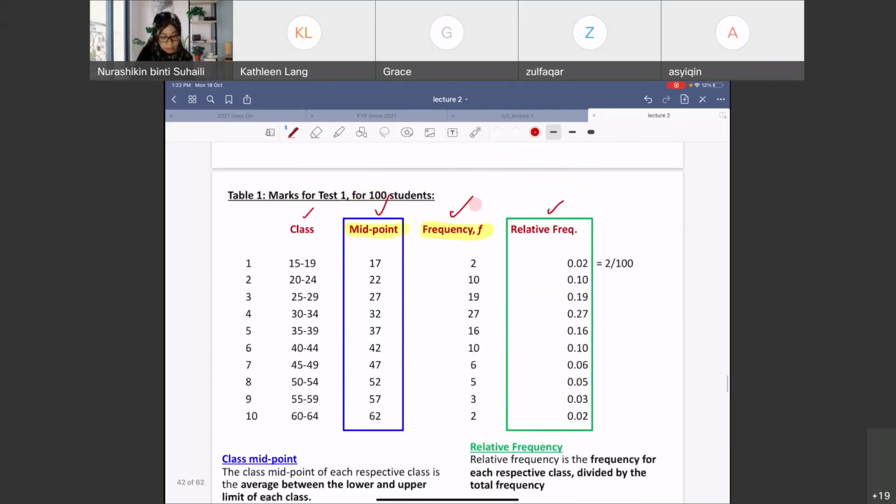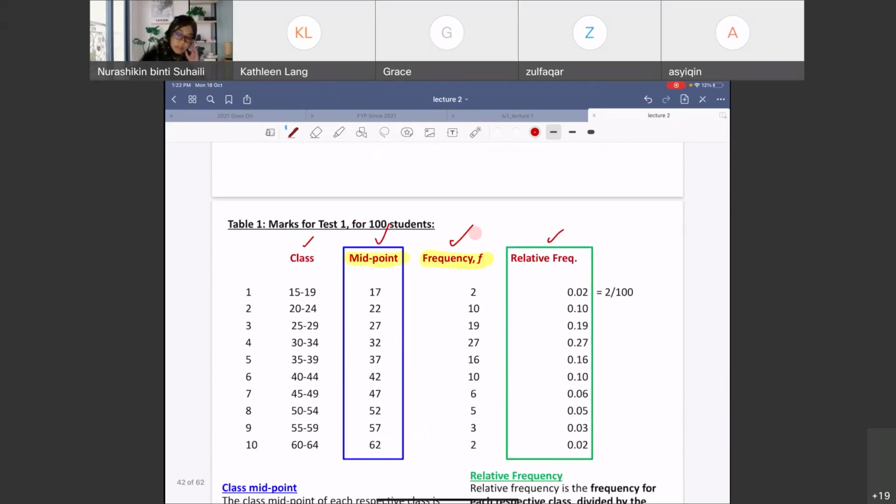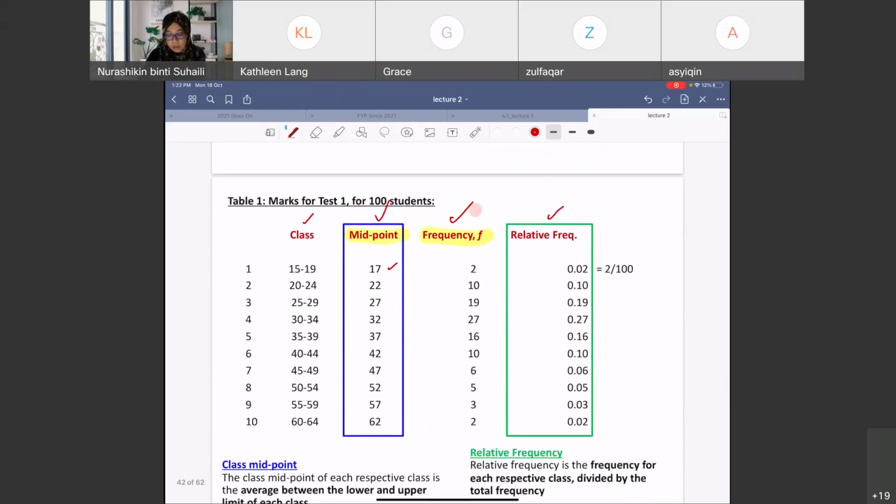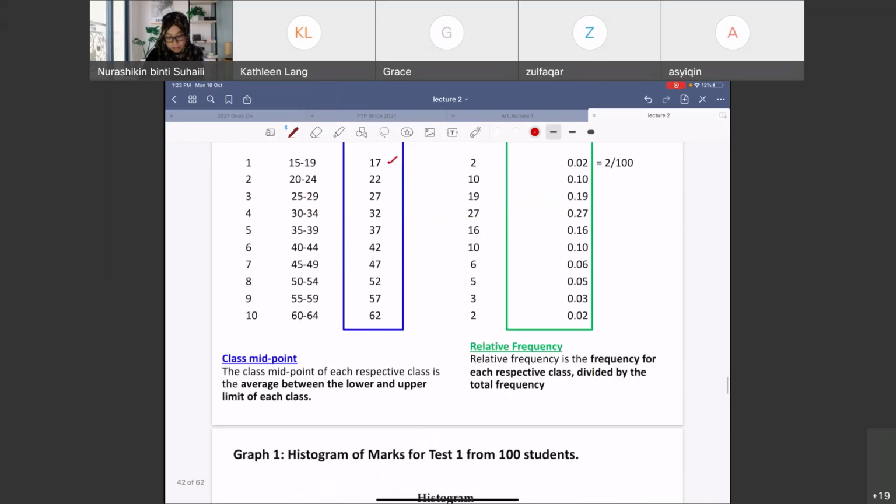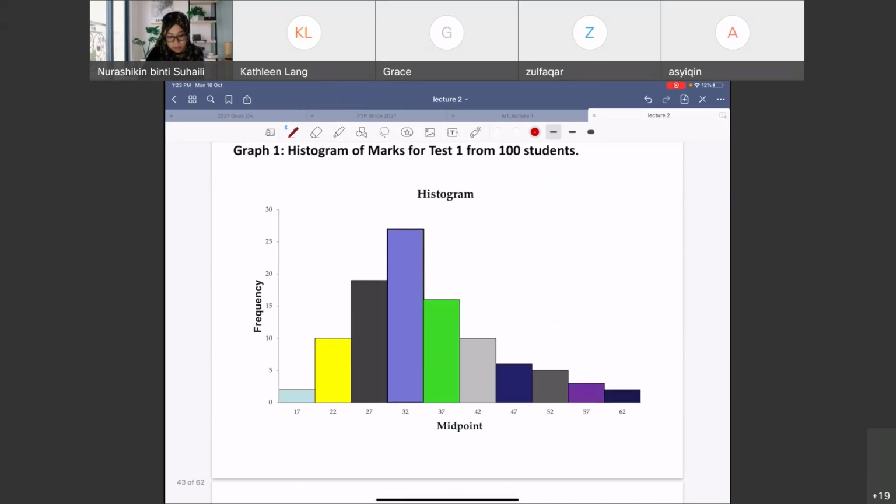You have to get the midpoint. What is meant by the midpoint here is the midpoint of the class. For example, between 15 to 19, the midpoint is 17. 20 to 24 is 22, and so on. So these are the values you have to get. And to construct the histogram, you plot frequency versus midpoint. So here you can see 17, 22, 27. These are all the midpoints of all the classes just now.